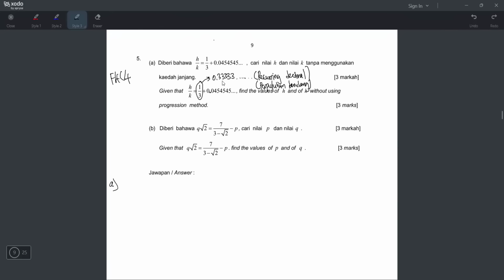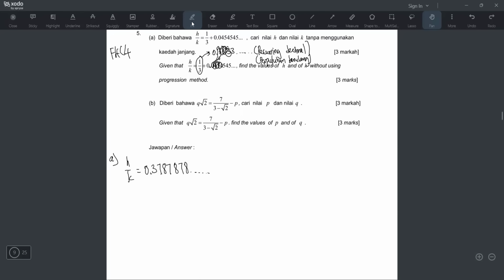Let's tambah dua-dua ni dulu, because they want us to add these two numbers. So h over k is equivalent to this plus this. It's going to be 0.33333 plus 0.04545. So it's going to be 0. Then 3 plus 0 is 3. The next number is 3 plus 4, that's going to be 7. Then 3 plus 5 is 8. Then 3 plus 4 is 7, and then 8, and then 7, 8, and dot, dot, dot. So you end up with something that is not a recurring decimal.